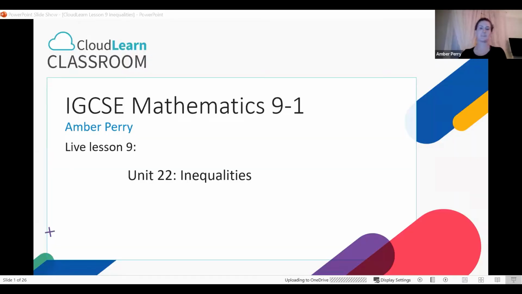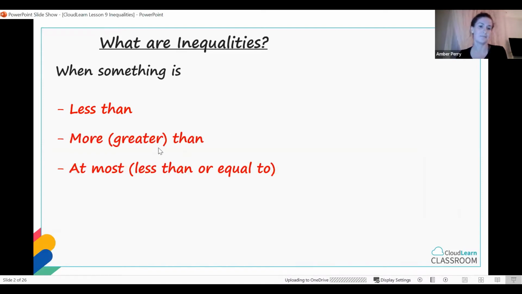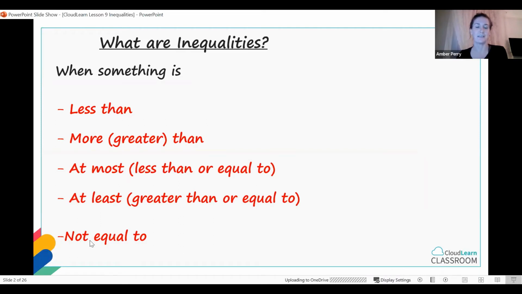So today we're going to be looking at inequalities, which is unit 22. So firstly, what are inequalities? Let's just quickly go through. Basically, it's anything that's not equal to, so when something is less than, more or greater than, at most, which is the same as less than or equal to, at least, which is the same as greater than or equal to, and then we can even have not equal to, although we don't tend to see that at GCSE. At least we don't have any problems with it to deal with.